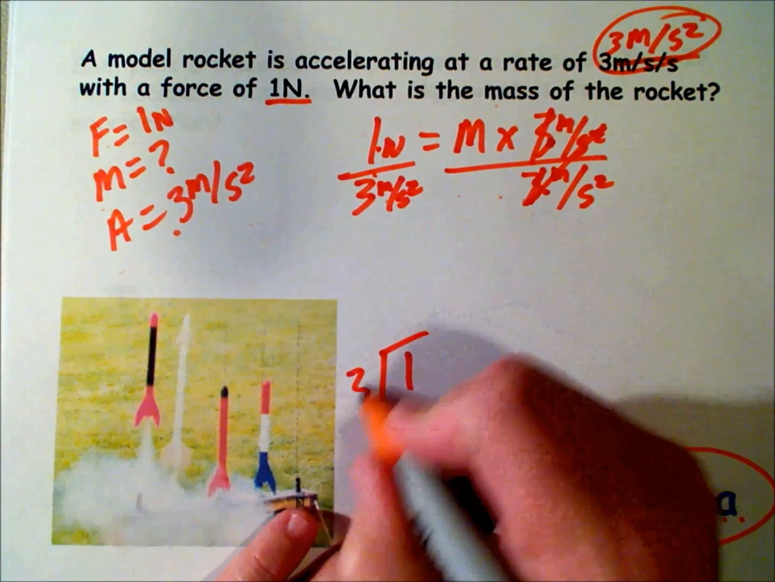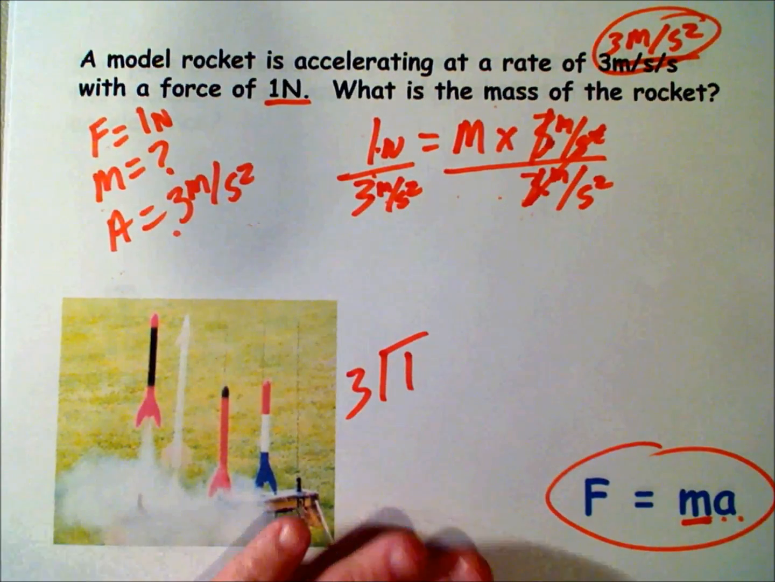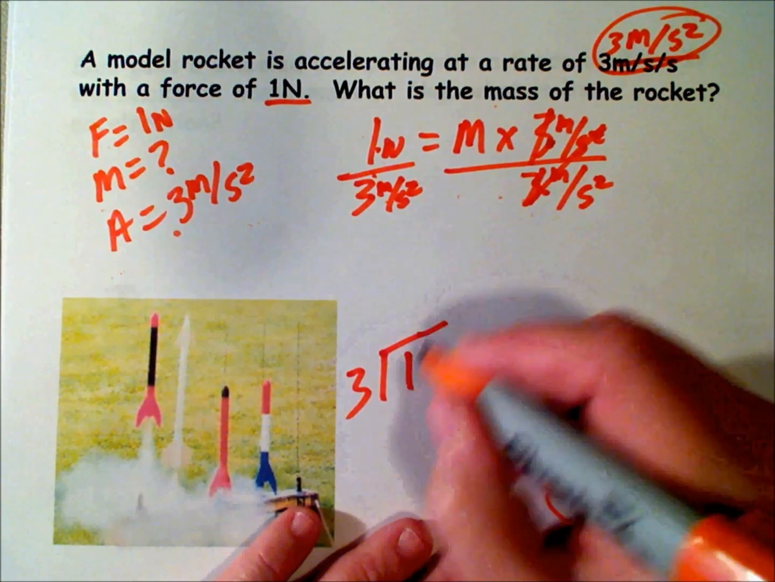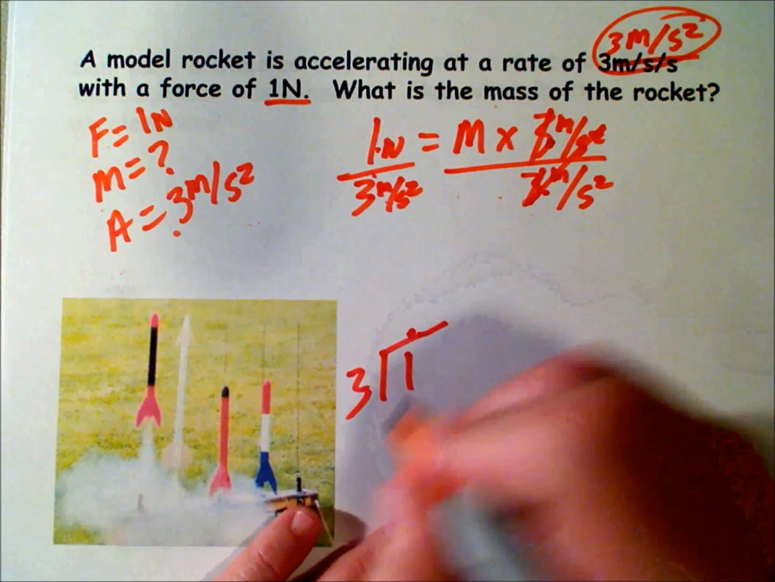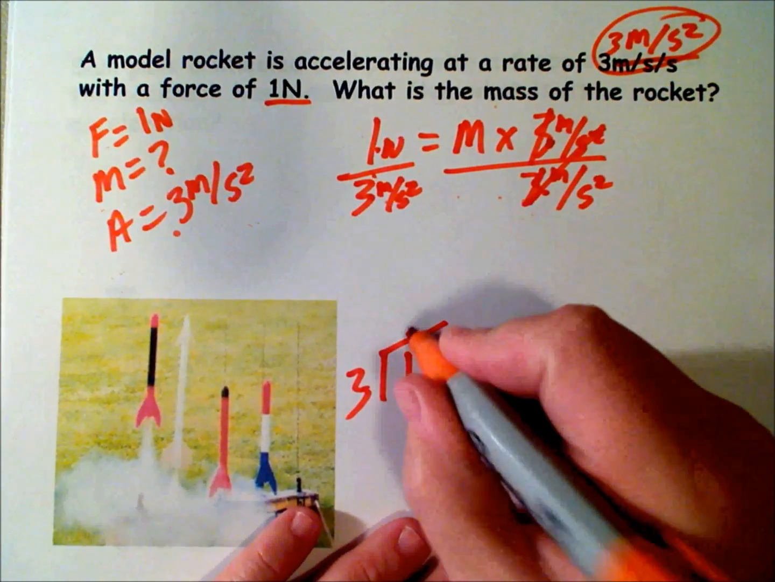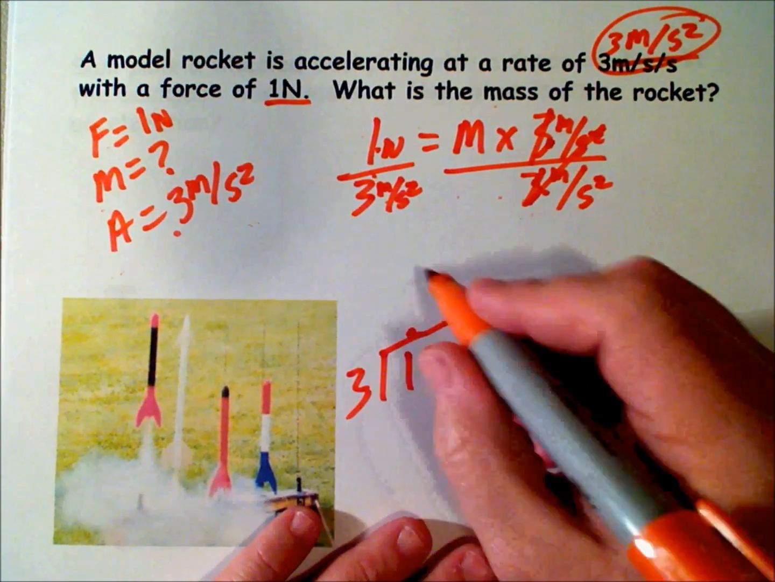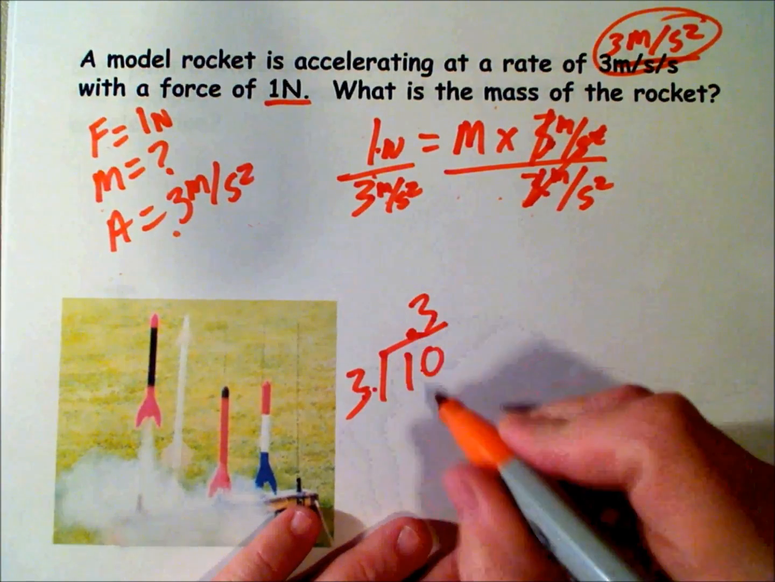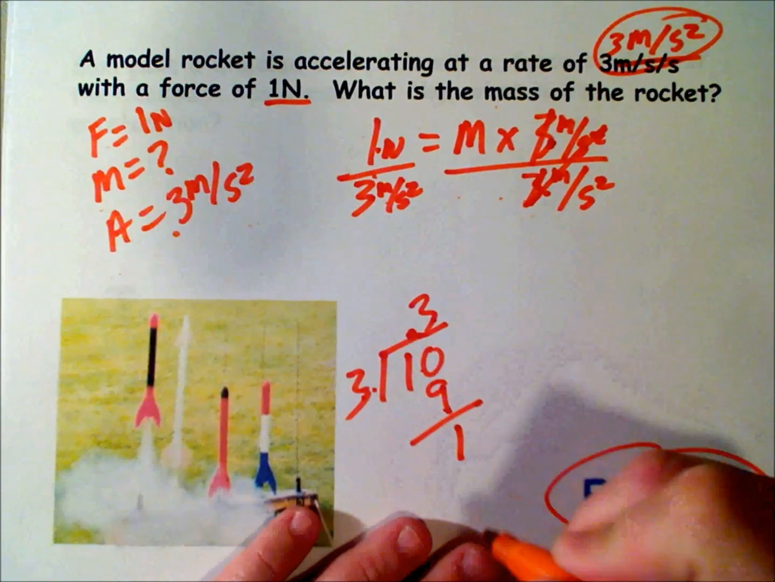1 divided by 3. It is possible to divide by a smaller or a larger number. But the problem is 3 won't go into 1, so I'm going to have to put a decimal place and add a 0. When I put the decimal place, it allows me to add a 0. 3 will go into 10 3 times. So 3 times 3 is 9, leaving me with 1 again.